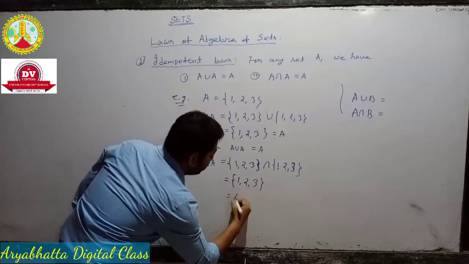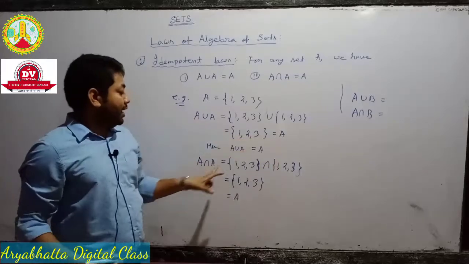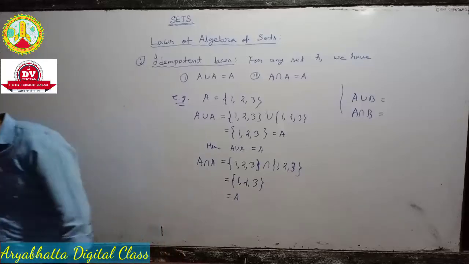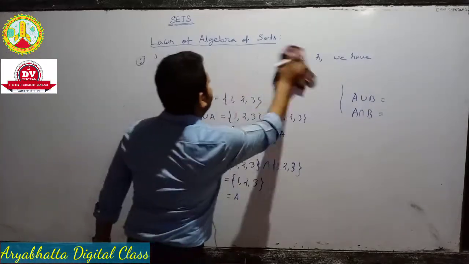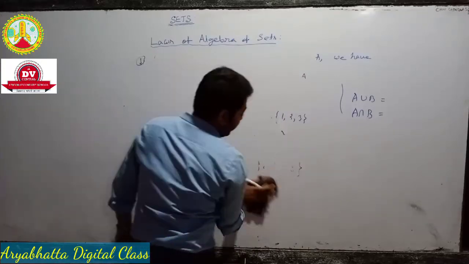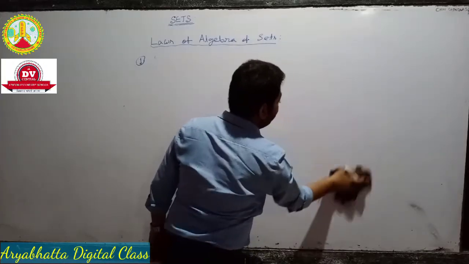This is equal to A. Therefore we have A union A is equal to A and A intersection A is equal to A. Next point, identity law. Remember, A union A is equal to A and A intersection A is equal to A.